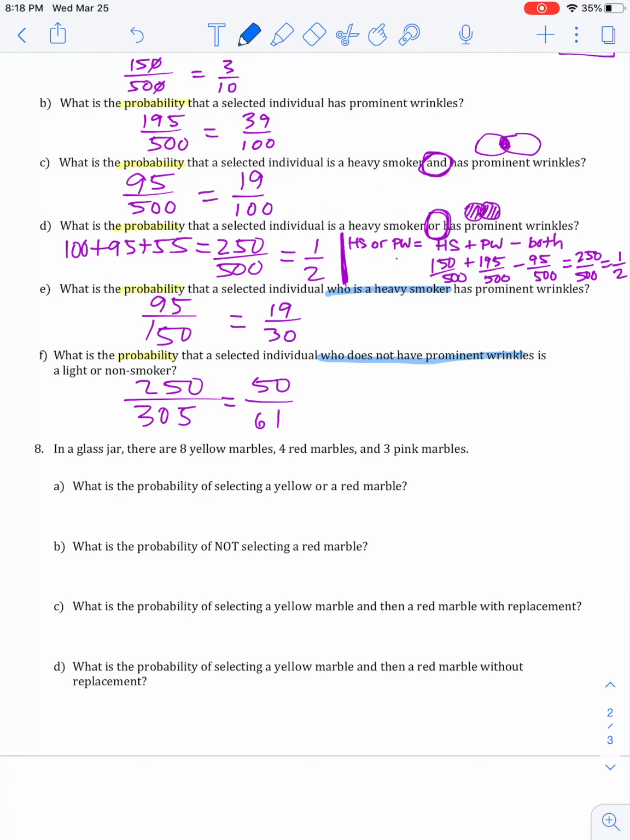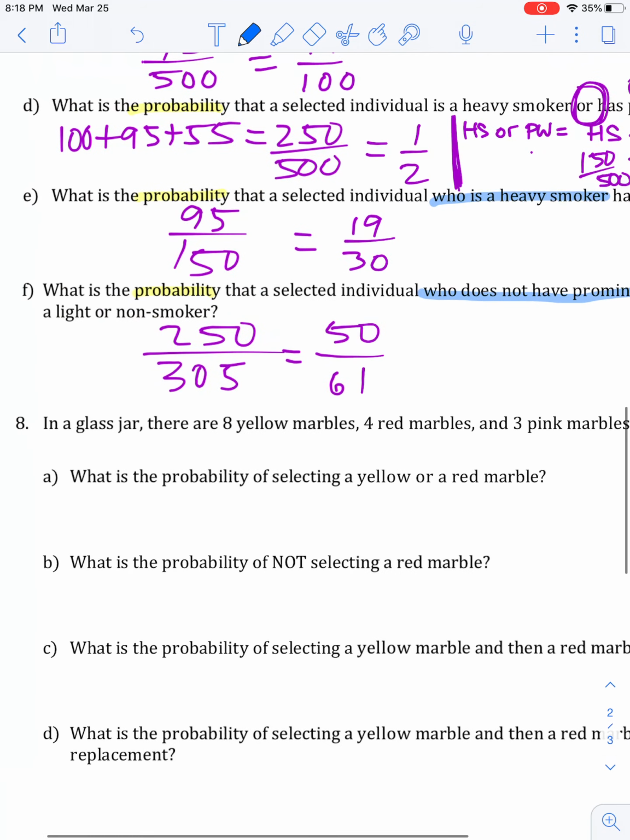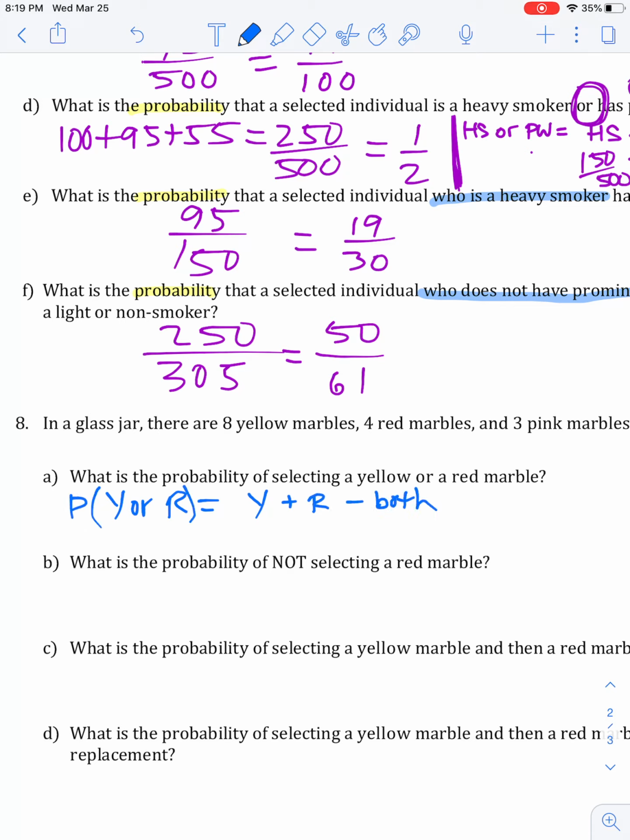In a glass jar, there are 8 yellow marbles, 4 red marbles, and 3 pink marbles. What is the probability of selecting a yellow or a red? So for yellow or red, I can do the probability of yellow plus the probability of red minus the probability of both. So we're talking about probabilities here, so I'm going to use that P with parentheses to show that notation.